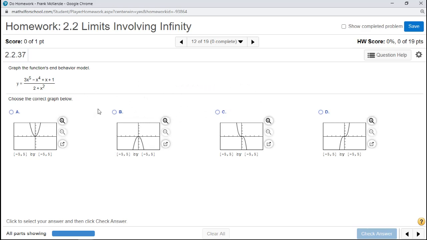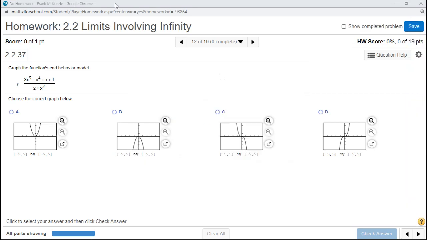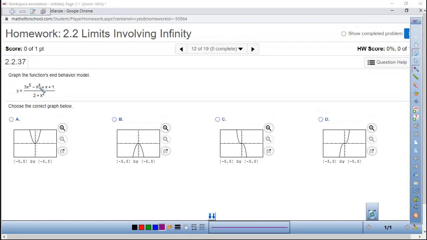This is the first one that we're going to look at. It's on 2-2, and this is number 12 on the assignment. It says graph the functions in end behavior model. So what you're going to do here, the end behavior model is the same thing as thinking about this as the limit when x approaches infinity or negative infinity. That's all you're really doing.